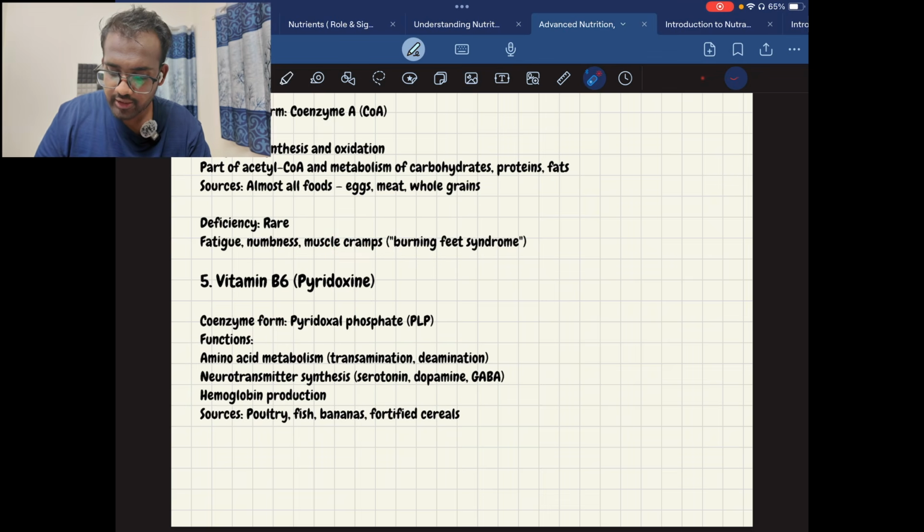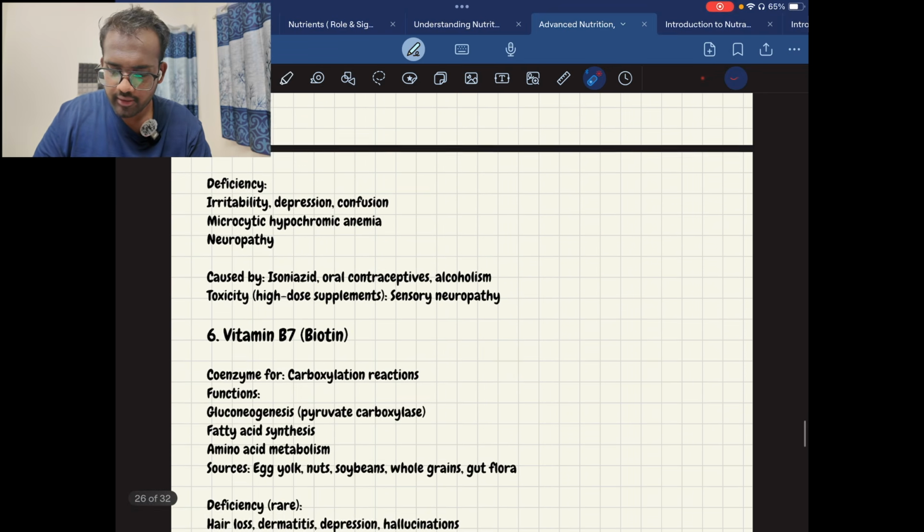I have also explained neurotransmitter synthesis. It helps in the synthesis of neurotransmitters, serotonin, dopamine, GABA, and in hemoglobin production. Everything I have mentioned in detail. Go through it once, it will be very easy for you to understand.